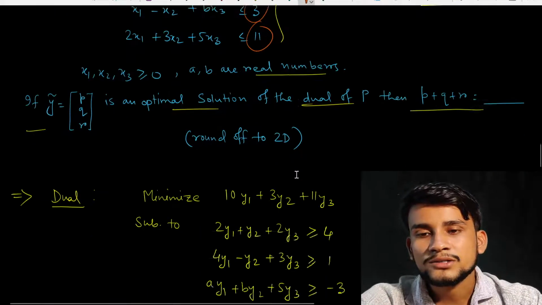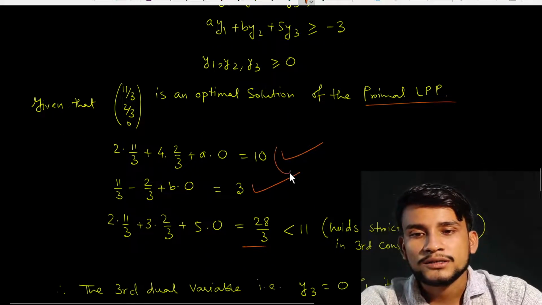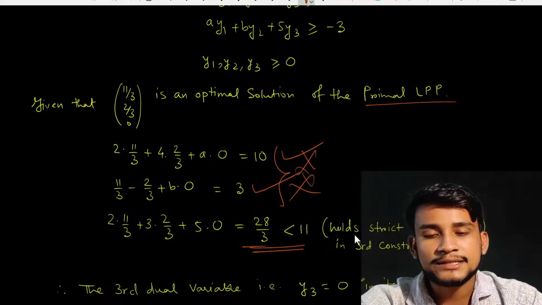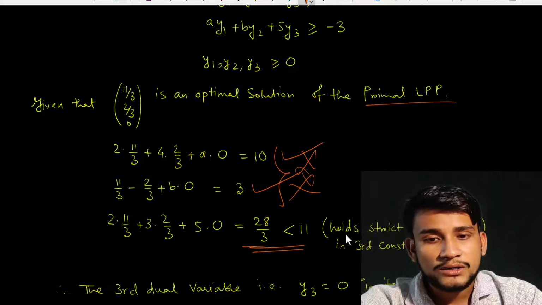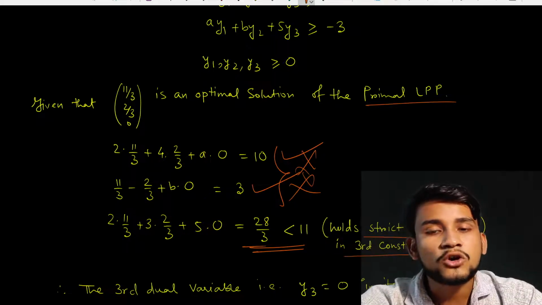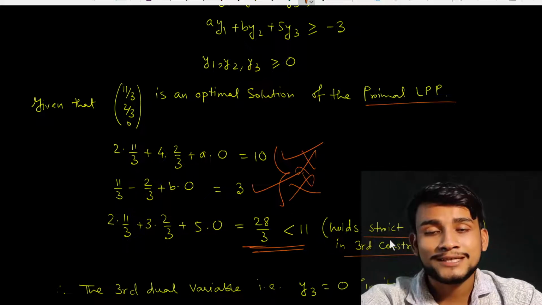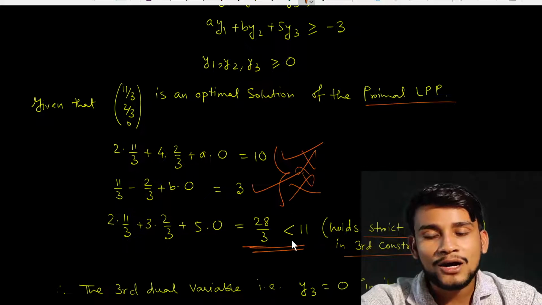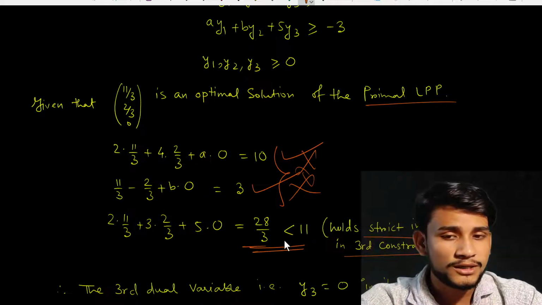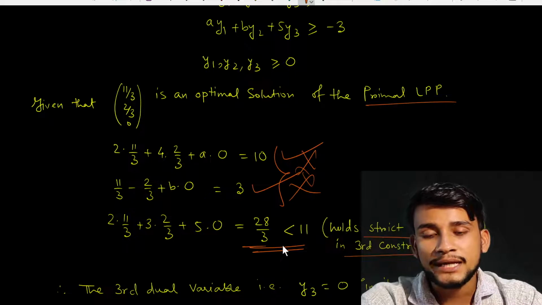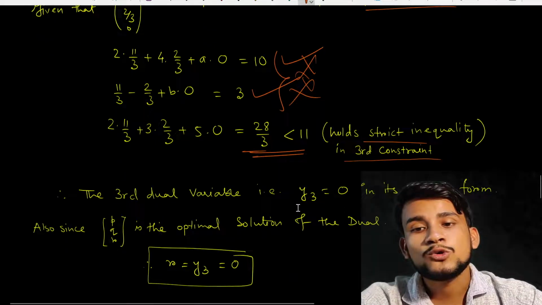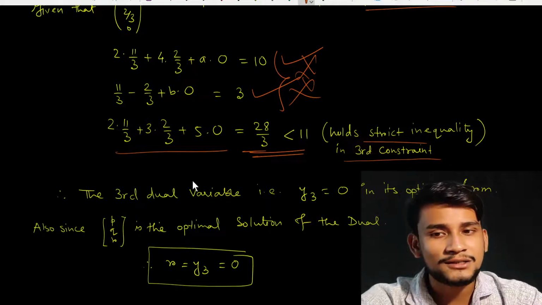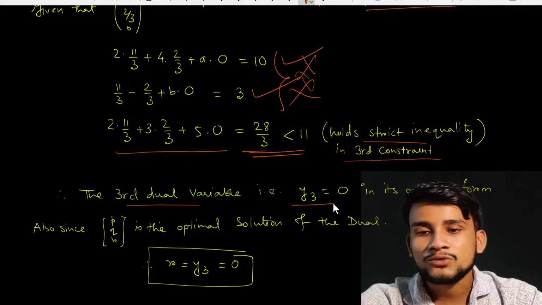Therefore, in the first two cases these are equal, so we don't need these two, and the third one is strictly less than. Therefore, I write that the strict inequality holds in the third constraint. The complementary slackness theorem says that if the strict inequality occurs at the optimal solution of the primal LPP, then the corresponding dual variable is 0. That means the strict inequality occurs in the third constraint, therefore the third dual variable, that is y3.